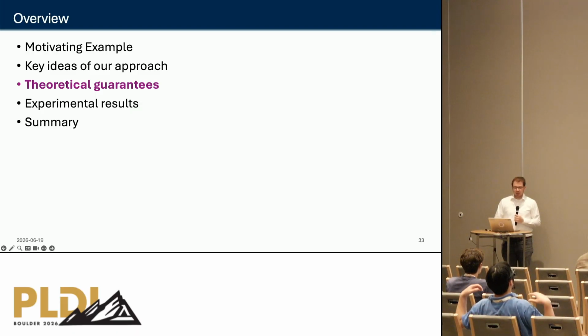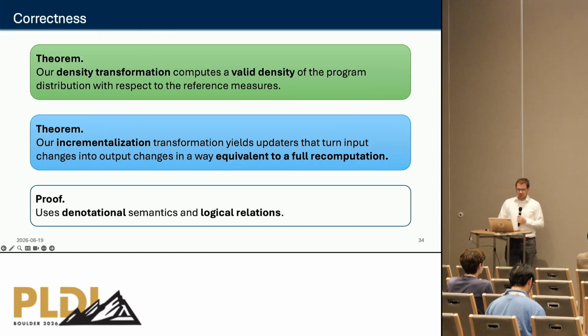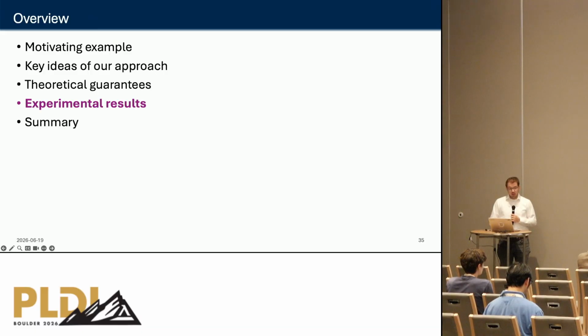All of this was to explain the compositional approach to incrementalization. But a key property of our approach is that we can prove correctness properties. So we proved both stages of our transformation correct. And thanks to working in the type setting and our updater abstraction, we were able to use denotational semantics and logical relations arguments in the proofs. We also implemented our techniques in Julia and evaluated it for a number of inference programs and models.